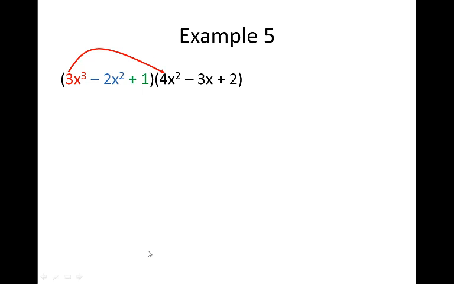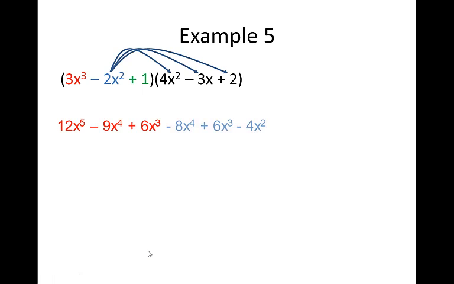So we're going to take the 3x cubed and multiply to each of those terms in the second expression. So 3x cubed times 4x squared, 3x cubed times negative 3x, and 3x cubed times 2. And you get 12x to the 5th minus 9x to the 4th plus 6x cubed. Then move on to the next term. So negative 2x squared times 4x squared, then negative 2x squared times negative 3x, negative 2x squared times 2, and write it down. So this is going to end up being a 9-term polynomial before we simplify it. Move on to the next term. It's the 1, so basically it's going to multiply all those, which just ends up being itself.